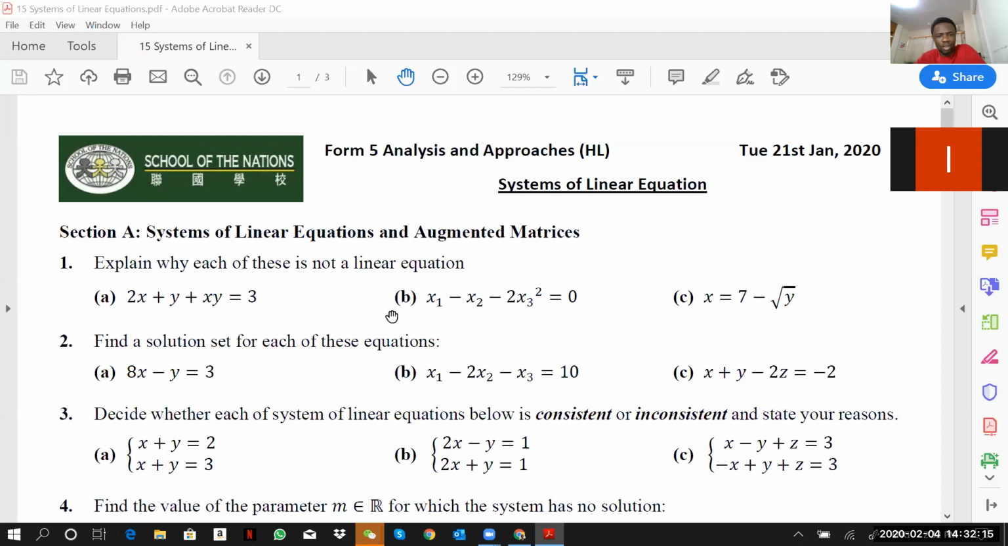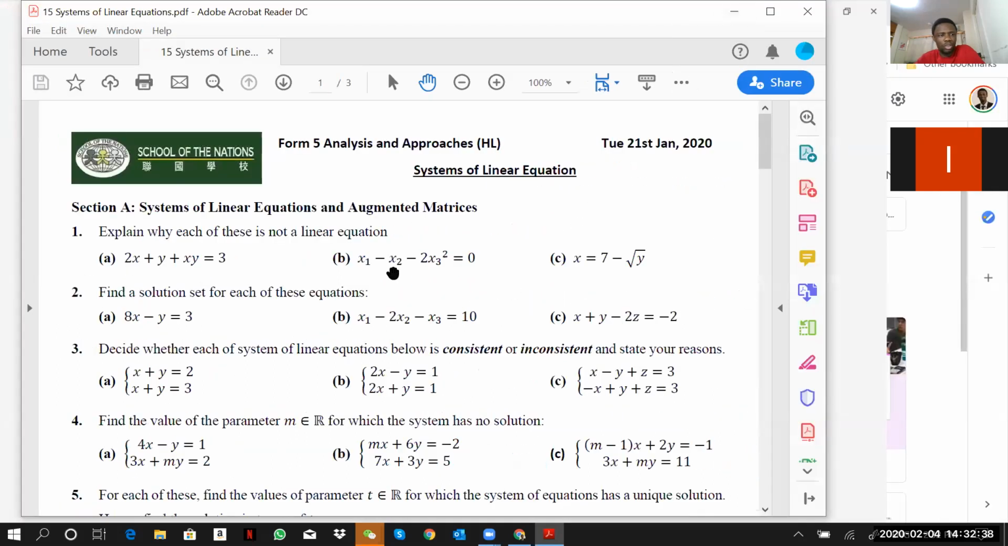Okay, let's look at the second one. What seems to be the problem? Okay, there is a power greater than 1. Yes, exactly. There's a power greater than 1. So let's look at the third one.